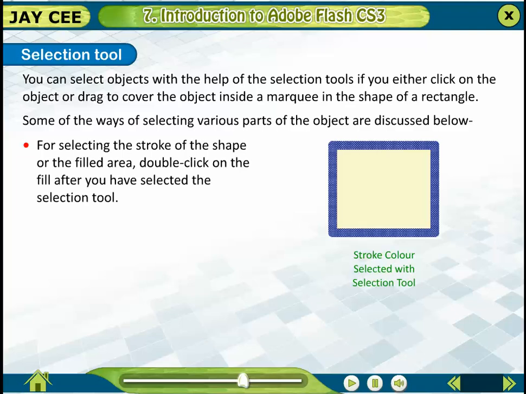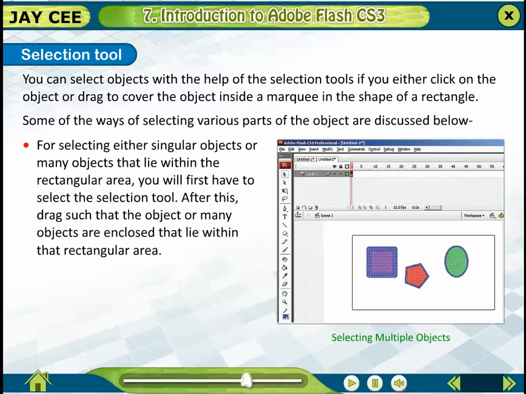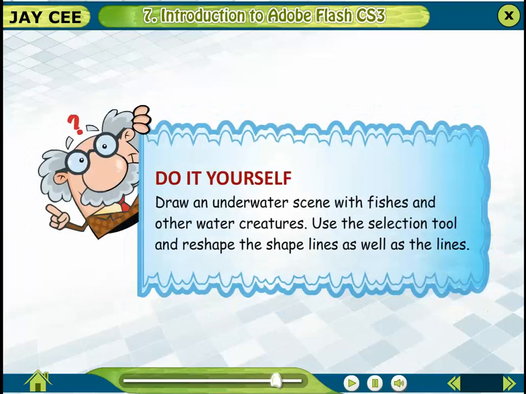For selecting either singular objects or many objects that lie within the rectangular area, you will first have to select the selection tool. After this, drag such that the object or many objects are enclosed that lie within that rectangular area. Do it yourself. Draw an underwater scene with fishes and other water creatures. Use the selection tool and reshape the shape lines as well as the lines.